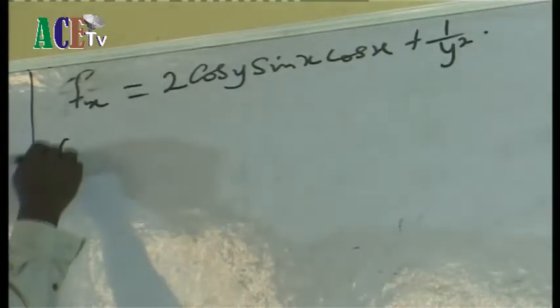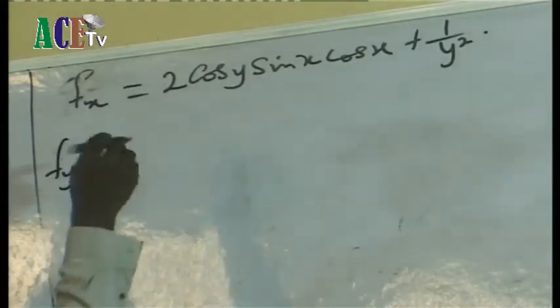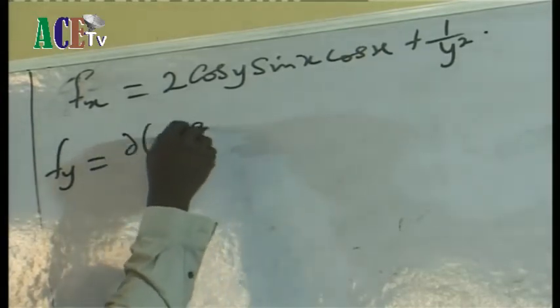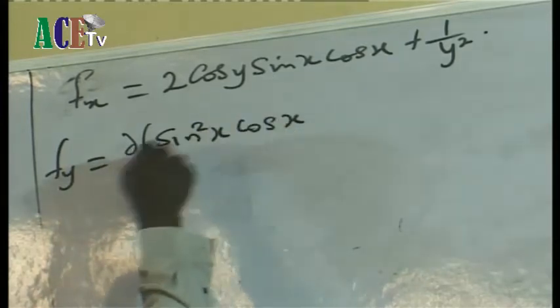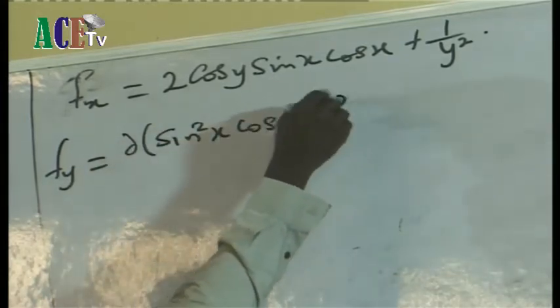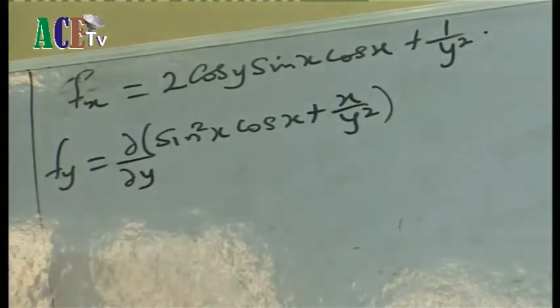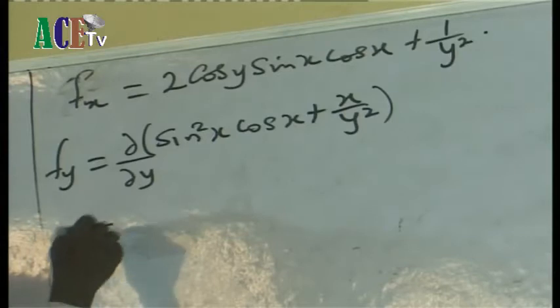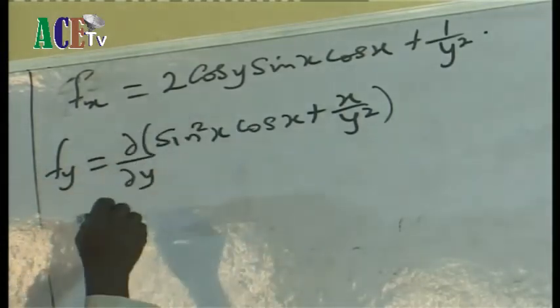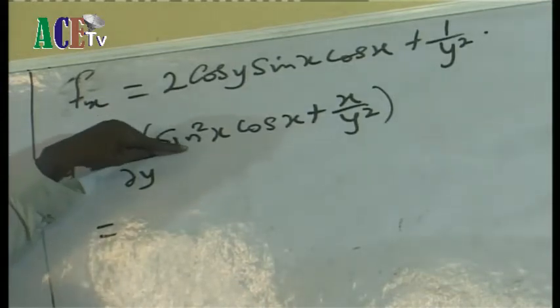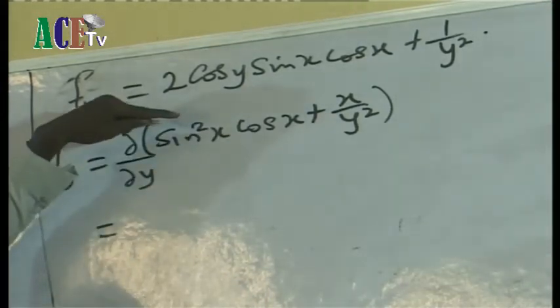Now let us go for f subscript y. And f subscript y is the derivative of sine square x cos y plus x over y square with respect to y. I will apply the same rule like this, but with respect to y. Then here I will keep this one constant and I will differentiate this one.